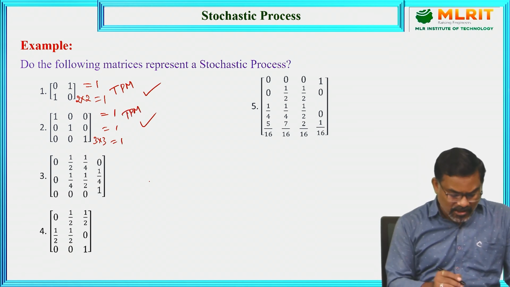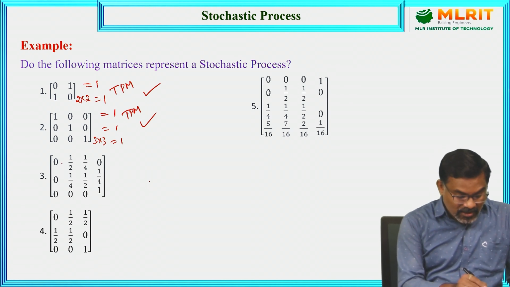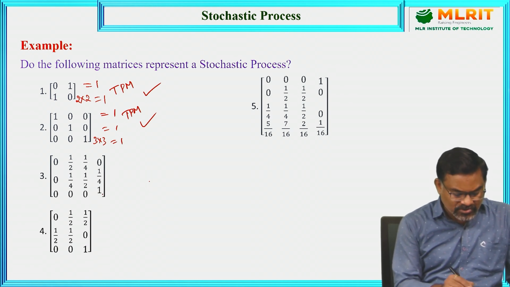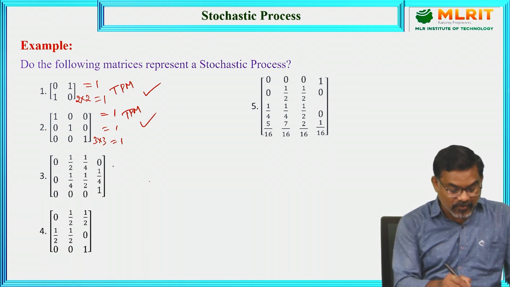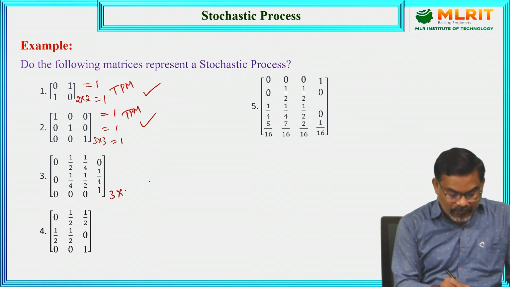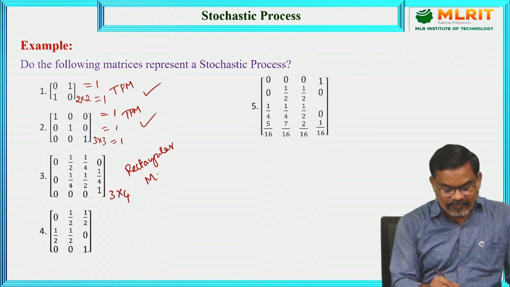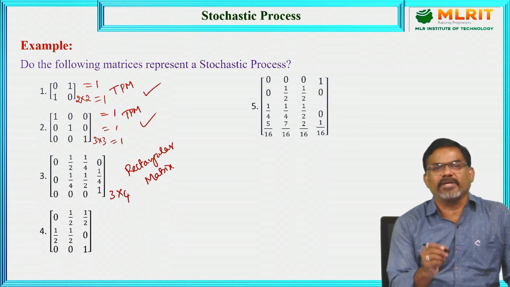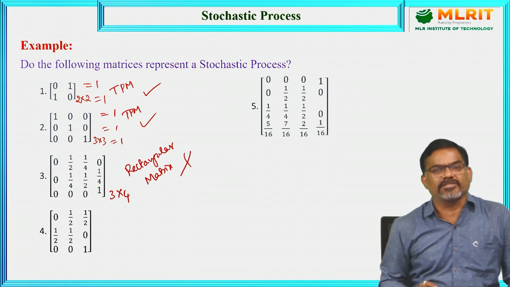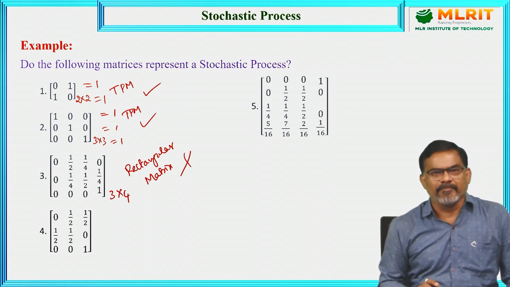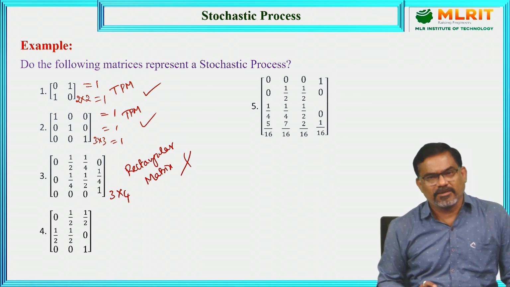Now, coming to the third one, here 3 rows but 4 columns. So, 3 by 4, which is a rectangular matrix. A transition matrix must be a square matrix. So, the first condition itself fails. So, it is not a TPM and hence it does not represent a stochastic process.